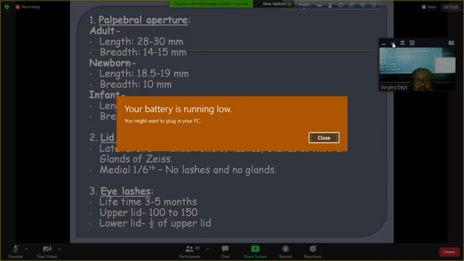Number of eyelashes is also important. Eyelashes have a lifetime of 3 to 5 months. In the upper lid, eyelashes are more, 100 to 150 in number, and the lower lid has half of the upper lid. In the lower lid, the number of meibomian glands is also less than that of the upper lid.